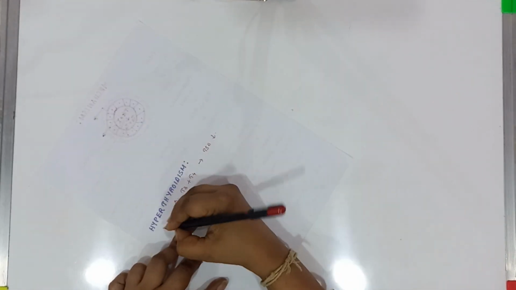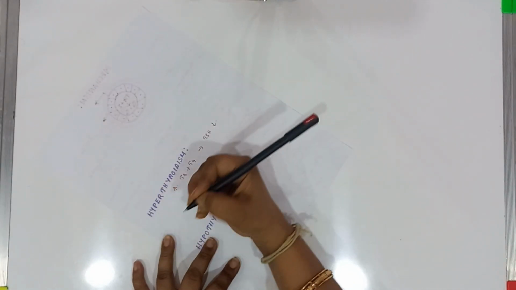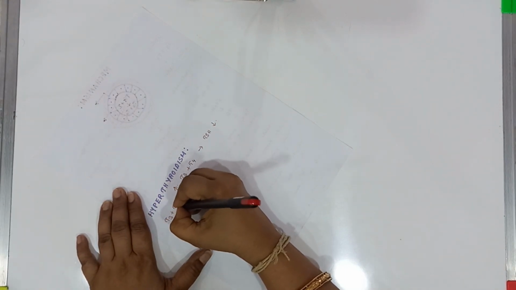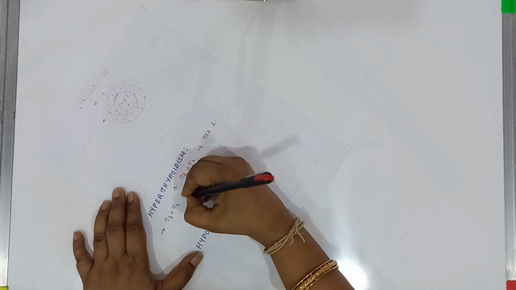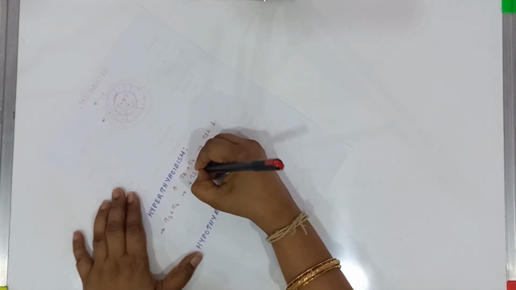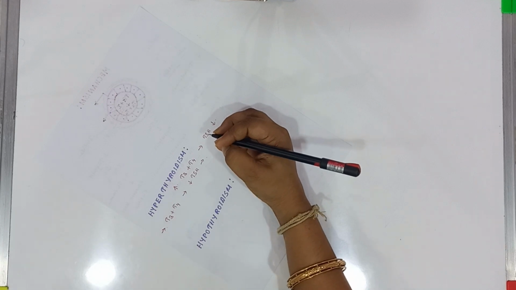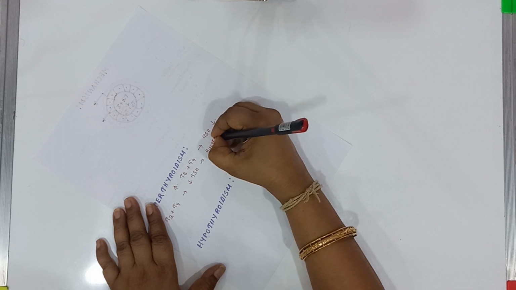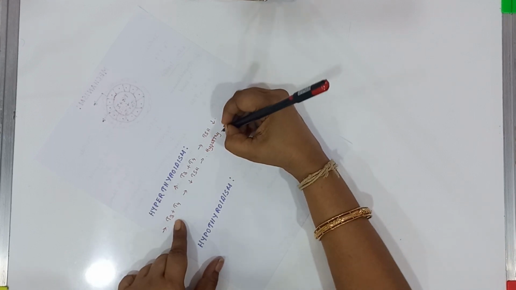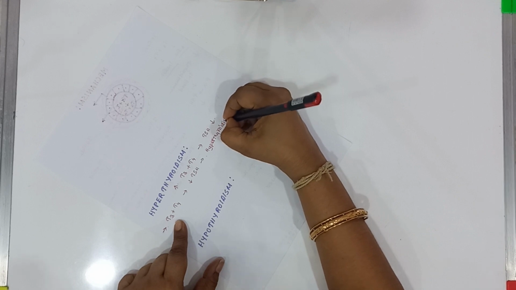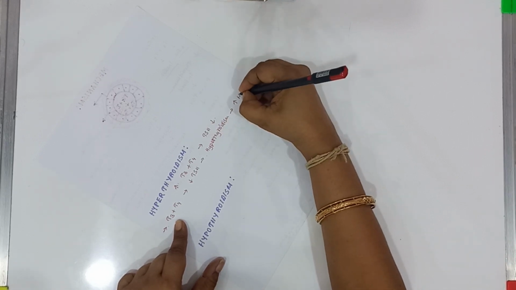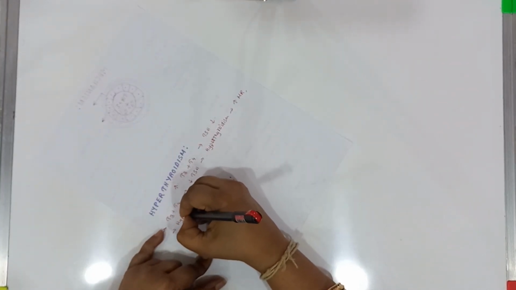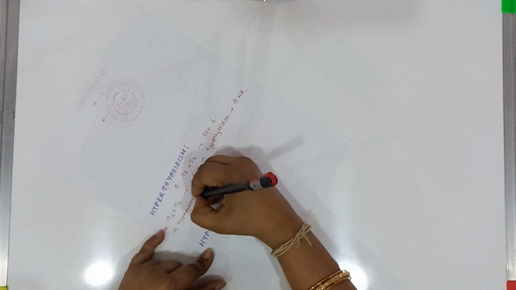So how does it happen? Whenever there is an increased level of T3 and T4, there will be a decreased level of the thyroid stimulating hormone. This condition we call hyperthyroidism. Due to the increased secretion of T3 and T4, what happens? There will be an increased metabolic rate, or hypermetabolic rate.